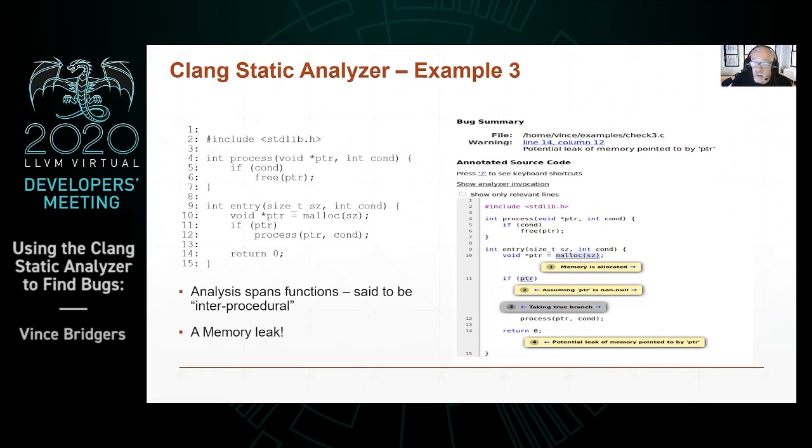We can see that starting from 1, memory is allocated at node 2 here. We're assuming that the pointer is non-null. At line 3, we take the true branch and then we call process. But in this particular case, condition ends up being false, so we don't free the memory. So in this case, we actually leak this memory. And I think we're going to see a real example of this in one of the open source projects that we look at, except it's a little bit different than this, but you'll see what I mean.